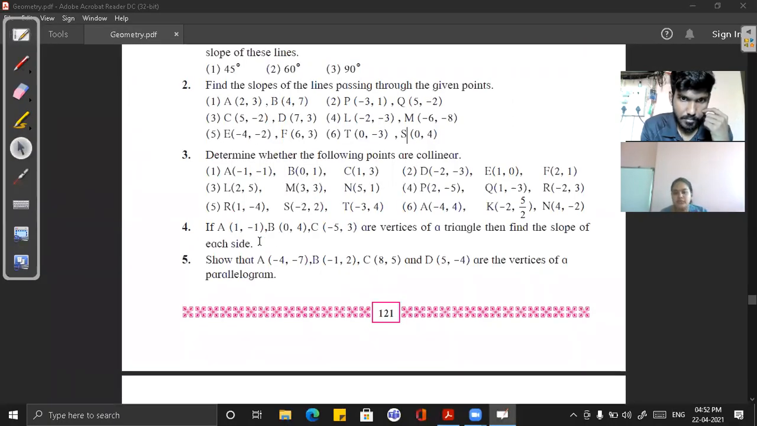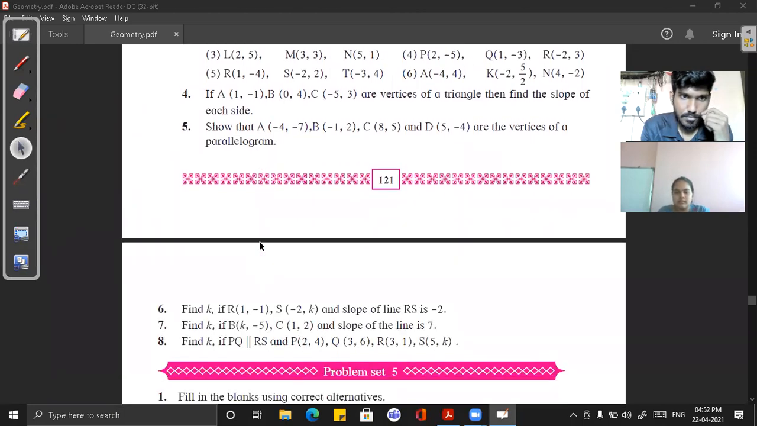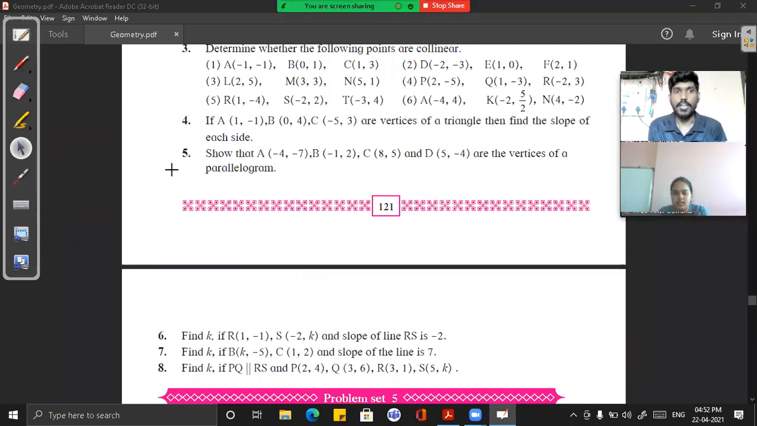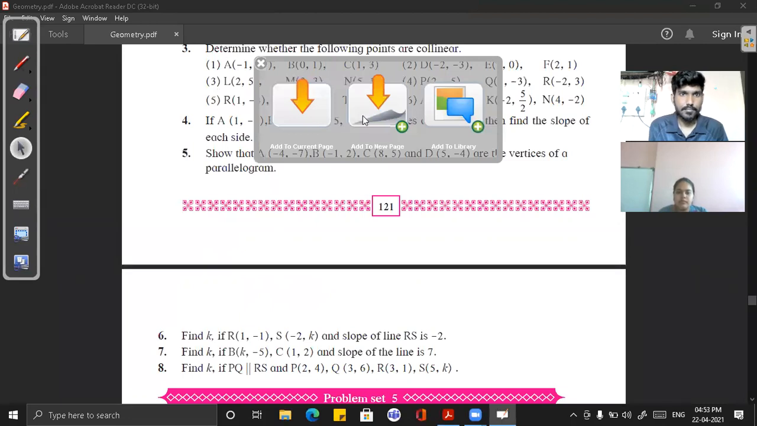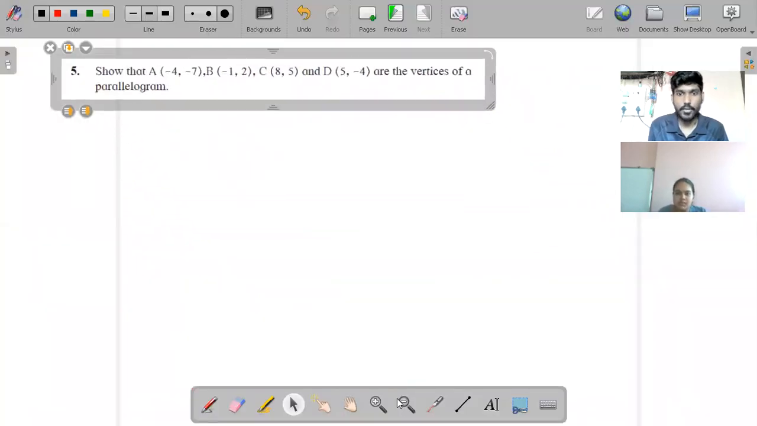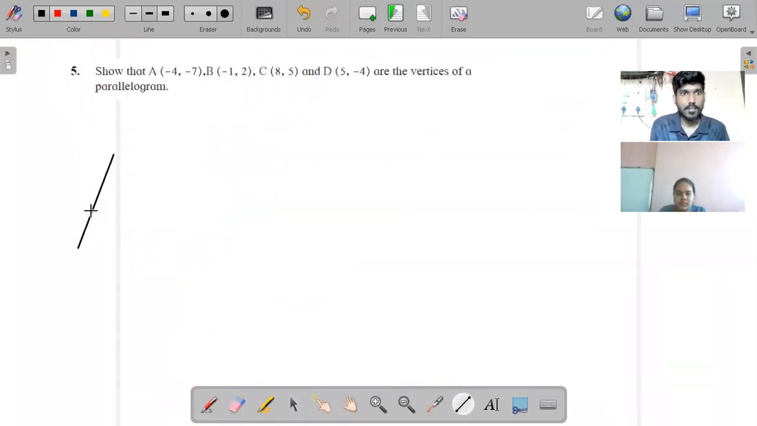In the fifth one, for the parallelogram, you have to find the slope four times. Yes, four times you have to find it. You should do that also for homework.